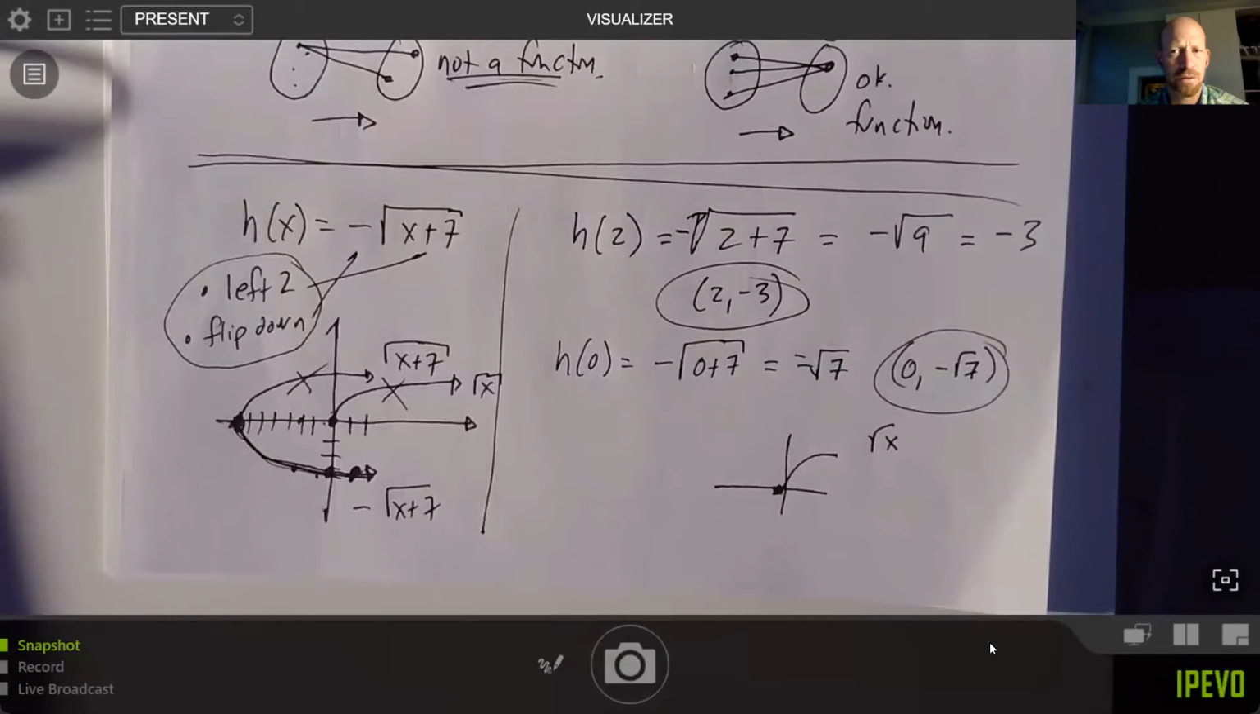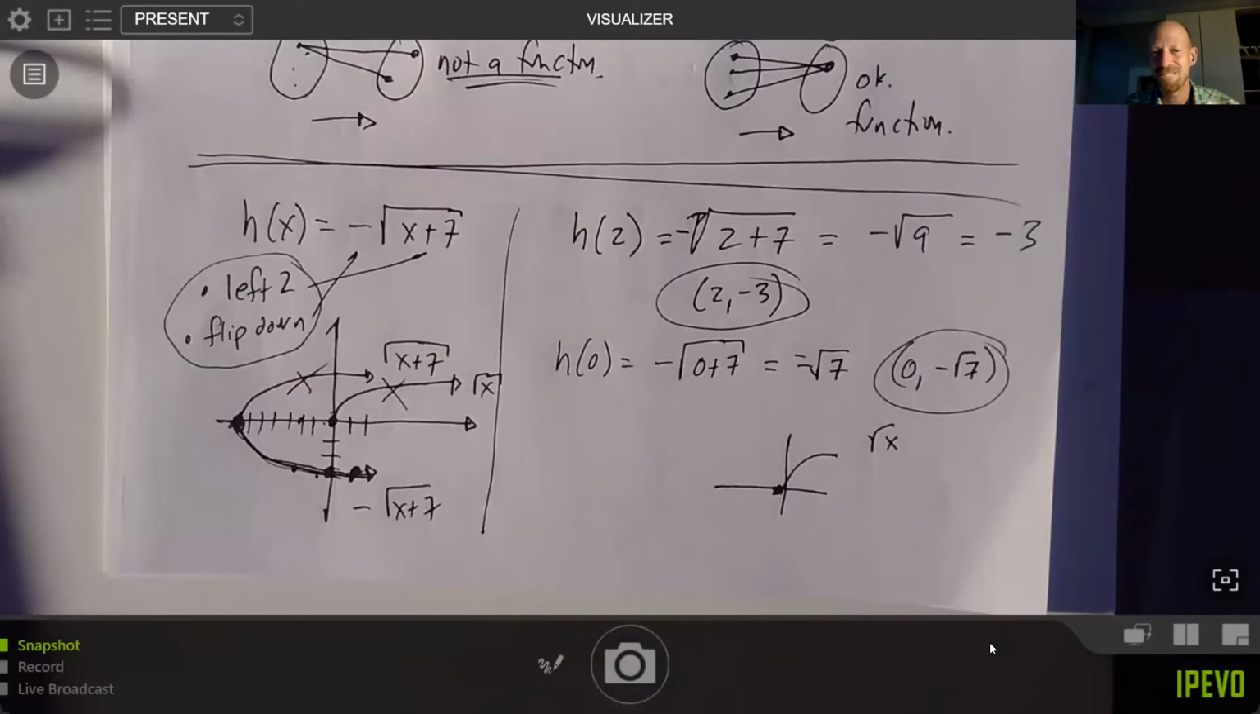Other questions about this? And my lighting has gotten very dramatic, right? It's like some sort of movie scene or something. So I apologize for that. It's variable lighting here. All right.